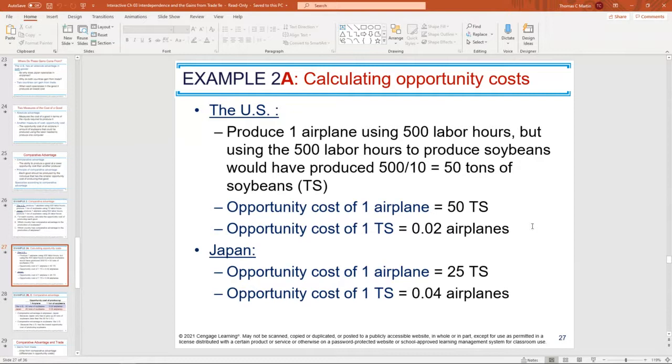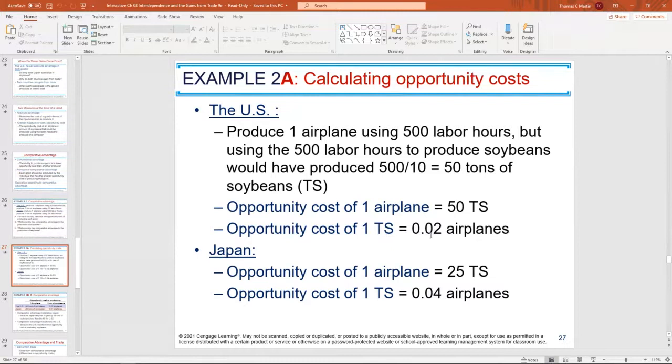In Japan, the opportunity cost for one airplane is 25 tons of soybeans. But if they give up one ton of soybeans, they get 4/100 or 1/25 of an airplane. So their opportunity cost for airplanes is much lower than it is in the United States. The cost in soybeans is 25, whereas in the United States it is 50. Therefore, Japan should be producing the airplanes. On the other hand, when we look at the tons of soybeans, the opportunity cost in the U.S. is much less than what it is in Japan. So the U.S. needs to make or produce the soybeans.